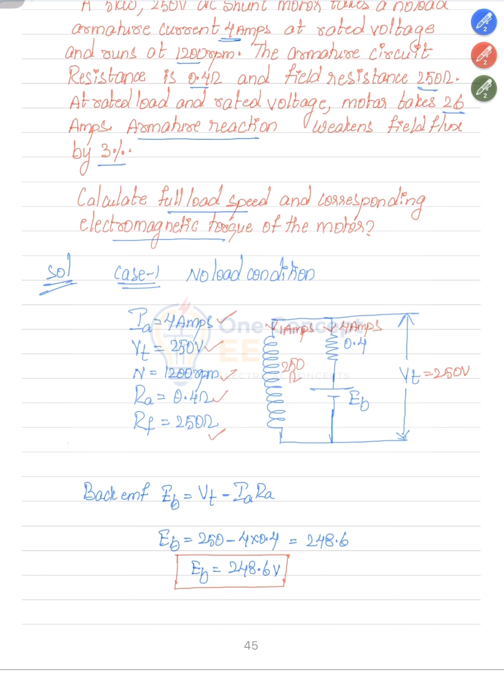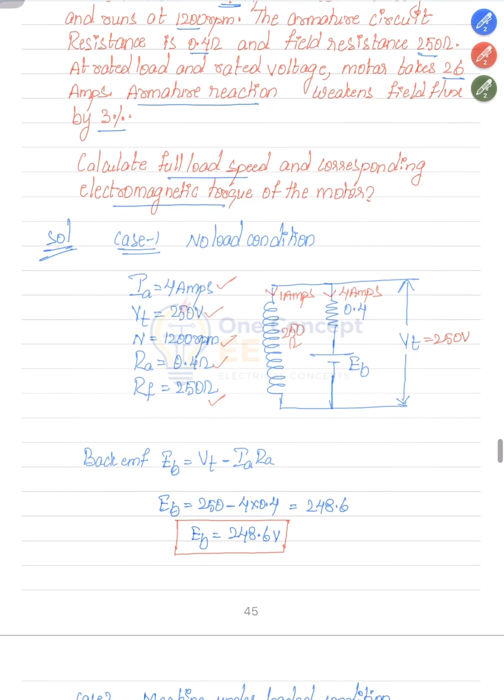Here we already know the shunt field current is Vt by Rf. It will be 250 by 250, it will be 1 amp. That I have shown here in the circuit. They have already given an armature current of 4 amps. By this I can find the back EMF. Back EMF Eb equals Vt minus Ia Ra. Therefore the back EMF is 284.6 volts.